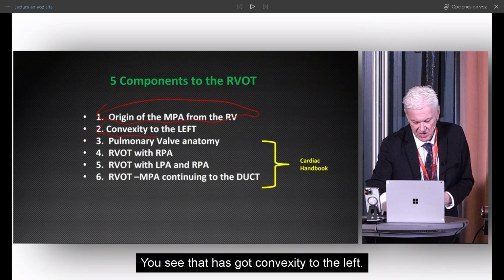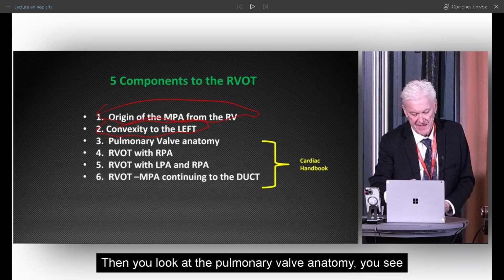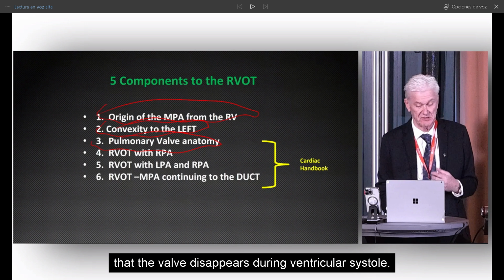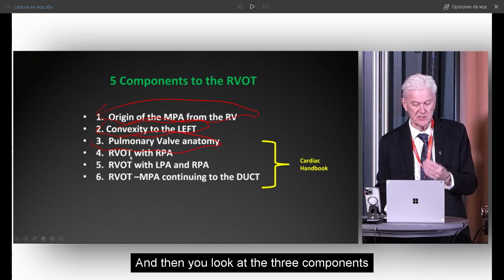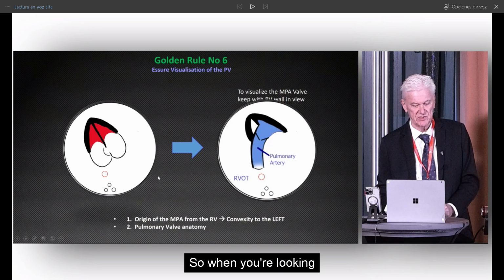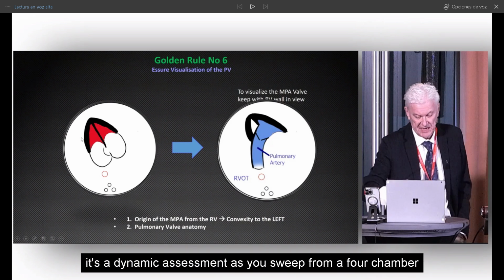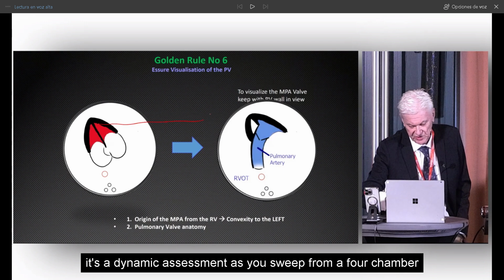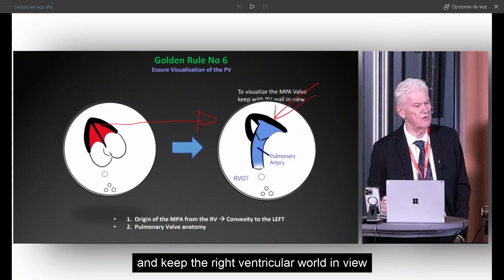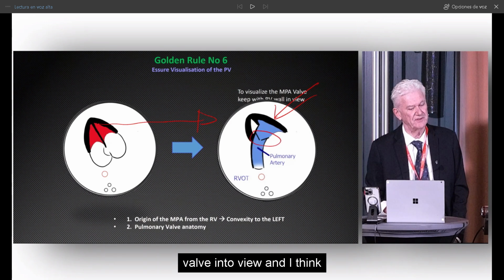You see that it's got convexity to the left, so the curvature is in the correct direction. Then you look at the pulmonary valvular anatomy, and you see that the valve disappears during ventricular systole. And then you look at the 3 components as I've outlined in the handbook. When we do it in the live scan, it's a dynamic assessment as you sweep from a 4-chamber to a right ventricular outflow tract, and you try to keep the right ventricular wall in view, because if you do, you will then bring the pulmonary valve into view.